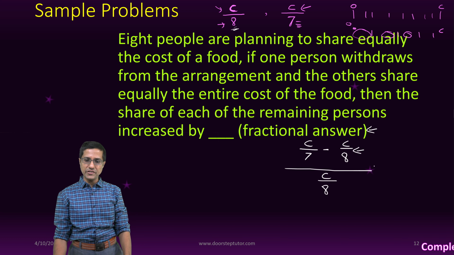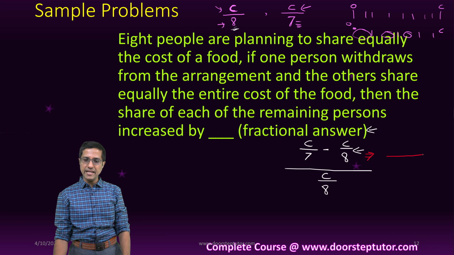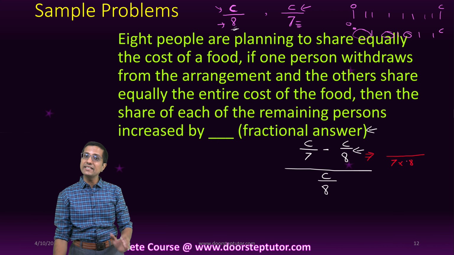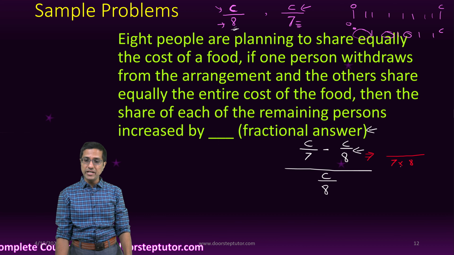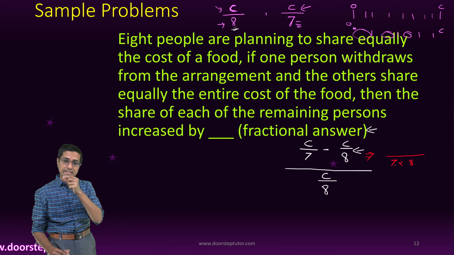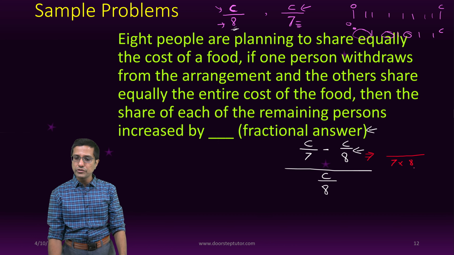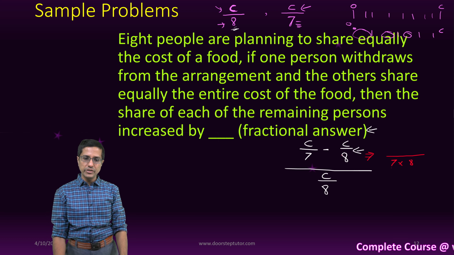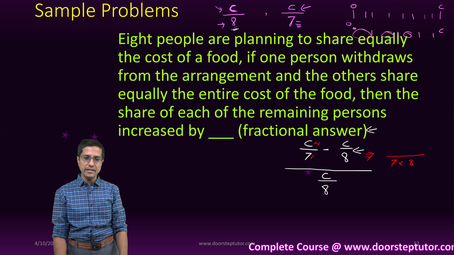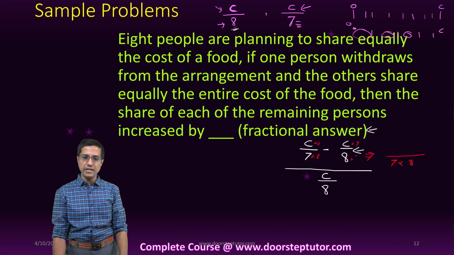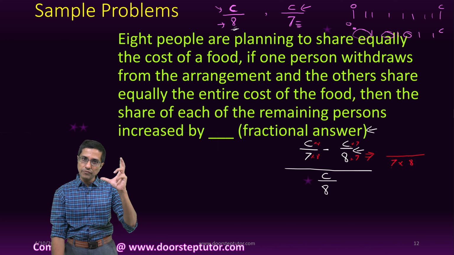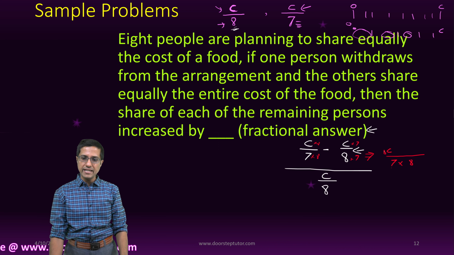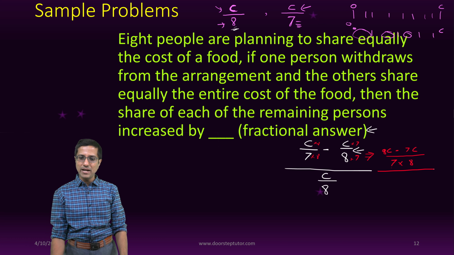First we have to do this subtraction. To do this subtraction, what do we do? We take 7 into 8, that is the LCM of 7 and 8, as common. So 7 into 8, I don't simplify it, I don't write it as 56 yet. It is not wise to simplify it yet, okay, and you will see why. But I write the LCM as 7 into 8. So this will be into 8 into 8, and this will be into 7 into 7, in terms of like fractions. So this will be 8C minus 7C, and then divided by C by 8.